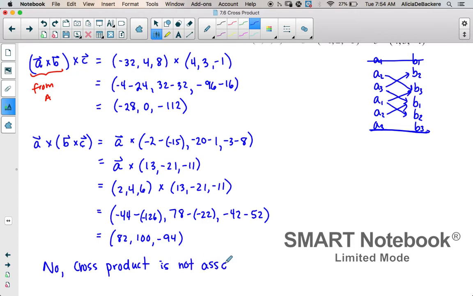So this is different from regular, sorry, my spelling, I'm trying to talk at the same time. This is different than regular multiplication, right?